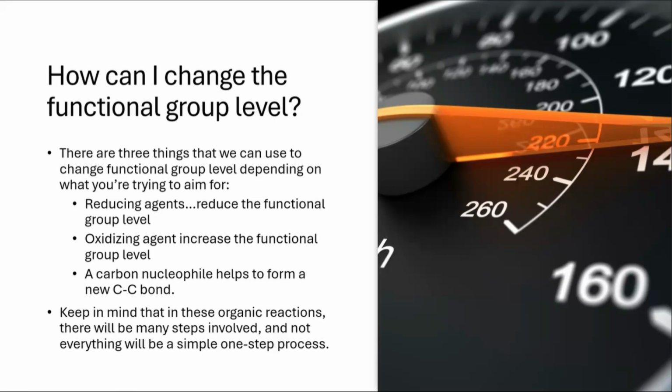That's all cool and all, identifying the functional group level. Like, oh my god, this carbon forms 4 bonds with oxygen, right? But how can we change the functional group level? Because that's a way that we can actually categorize. So there are 3 things that we can use to change the functional group level, depending on what you're looking at, right? Reducing agents, guess what? Reduce the functional group level. Oxidizing agents will increase the functional group level, and a carbon nucleophile will help form a new carbon-carbon bond.